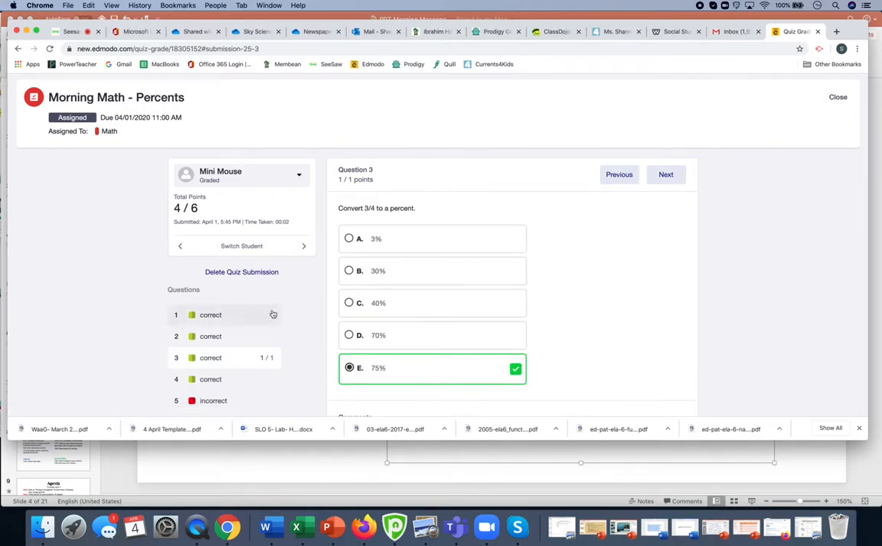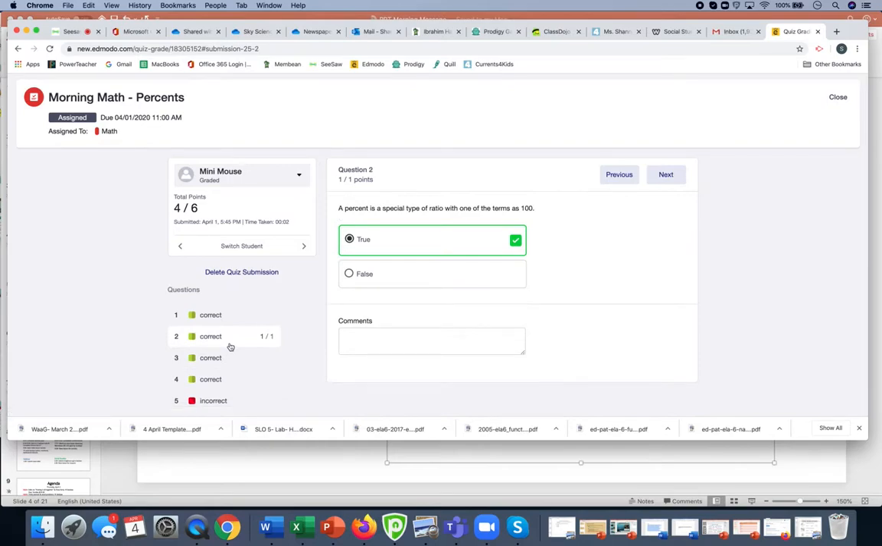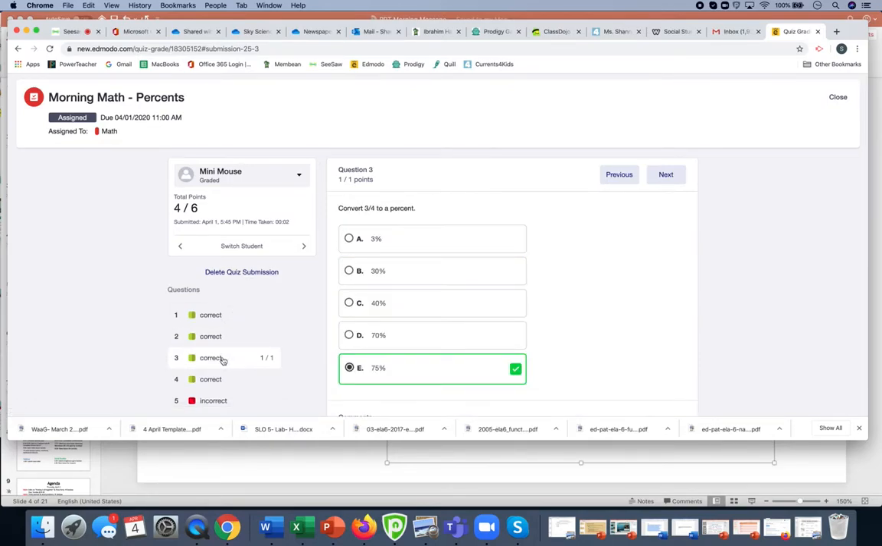Okay, next, and that was also in our notes. If you go back to your notes, that was exactly one of the first things we said about what is a percent. Okay, and then converting 3/4 to a percent is 75 because the magic number would be 25. 25 times 4 is 100. 25 times 3 is 75.